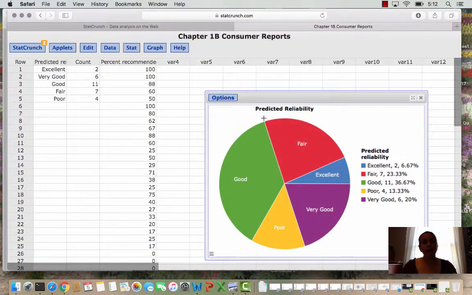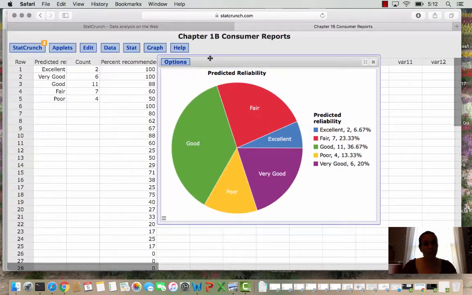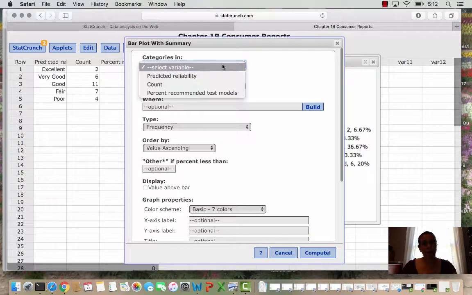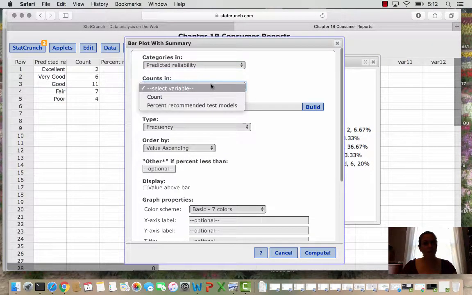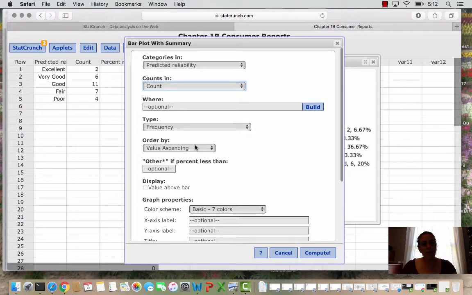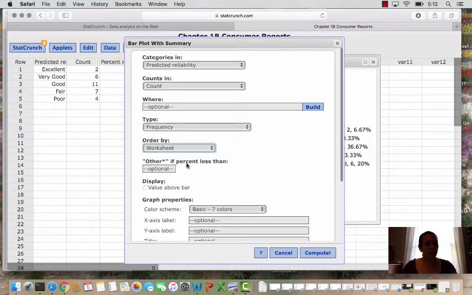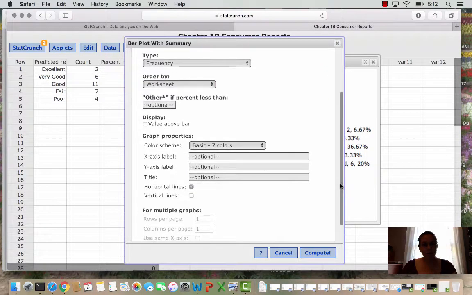And compute. Now I made a pie chart, but I think I was supposed to make a bar graph here. So if I want to make a bar graph, I should go to graph, bar plot, again with summary, and my categories are predicted reliability, my counts are in count, and then you can order it however you want. I'm going to order it like the worksheet, so that should keep the same order I typed it in. And I can give it a title, predicted reliability.